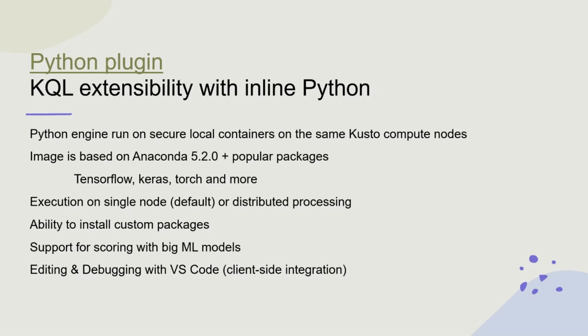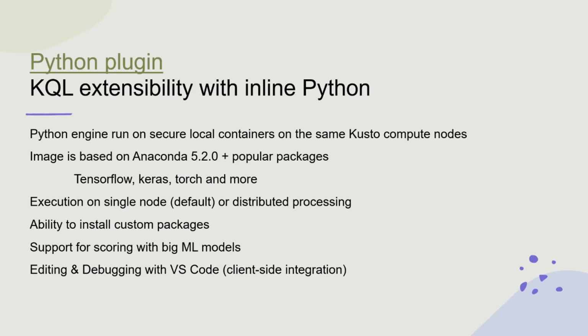We have a Python engine. That's an opt-in feature, so you need to say at the cluster level, I allow the Python engine to run. It's not more expensive. It's included in your cluster. It's just that it takes compute power. So it's an opt-in feature. The image is based on Anaconda 5.2.0, and we're going to bump that up in a few months.